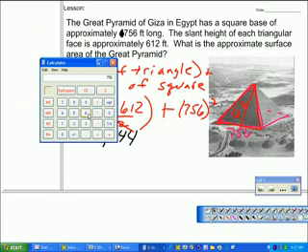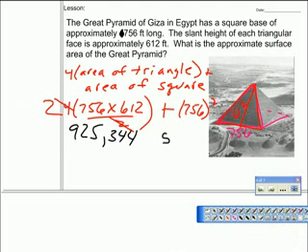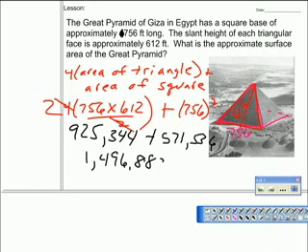756 squared, which is 571,536. So I'll add those two together now. And I get 1,496,880 square feet.